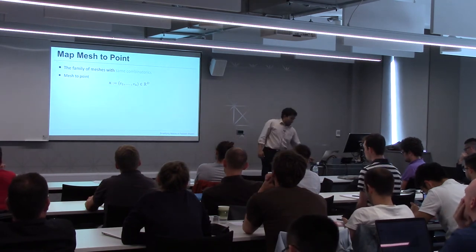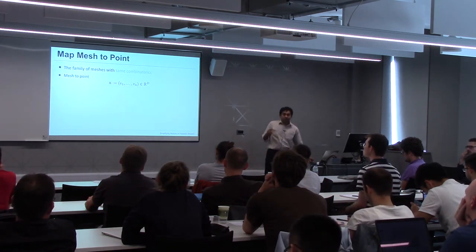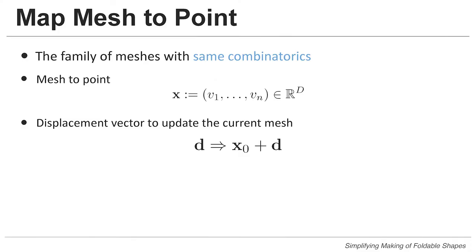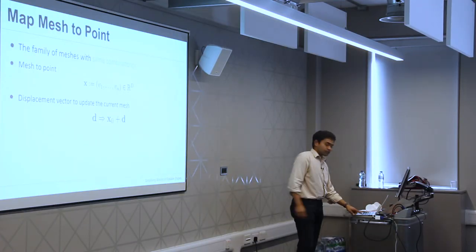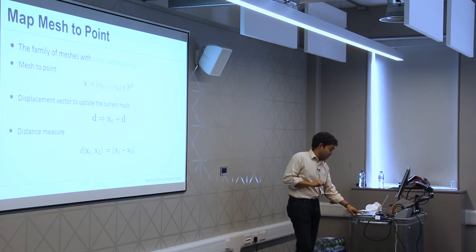Okay. And now a deformation, if you add it to that shape, is a deformation vector, which is just an algebraic notation: a deformation at each point. If you stack them up, this d means I'm changing the whole shape. This is just an algebraic notation. And there's a distance measure that I will leave out here.